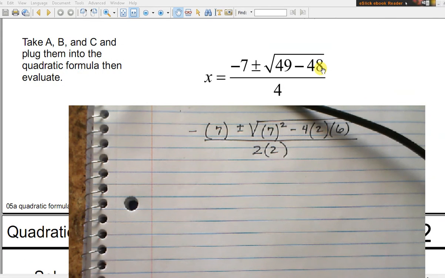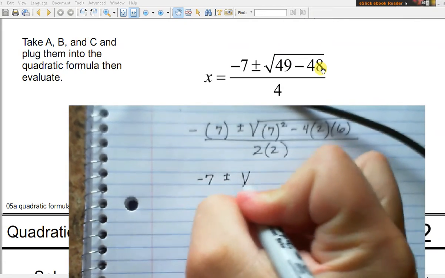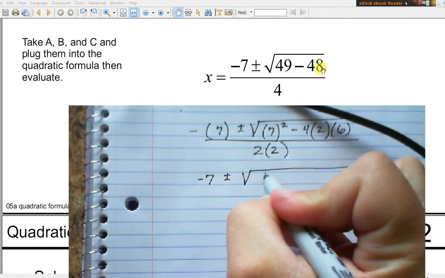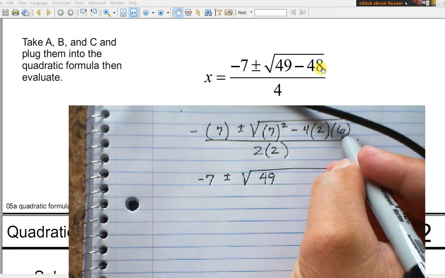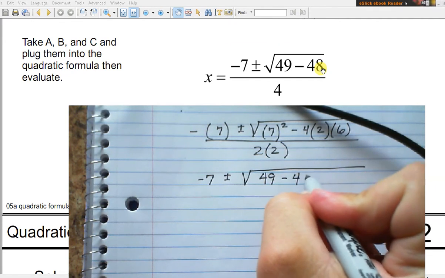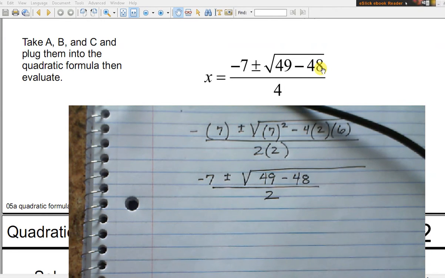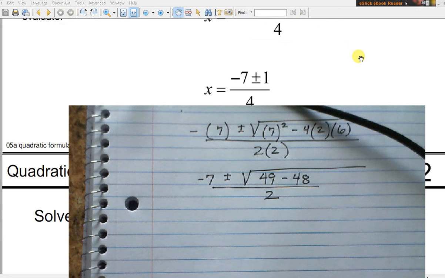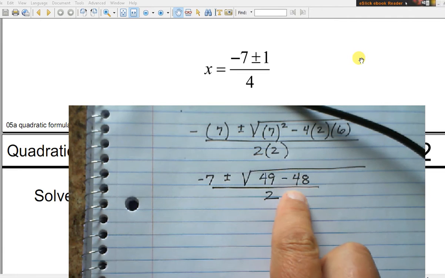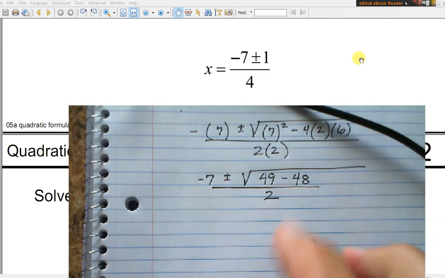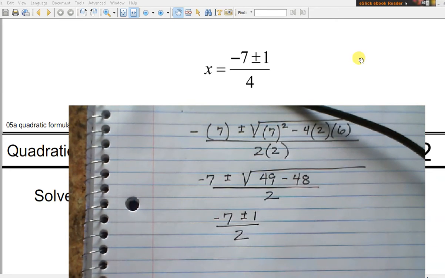So there it is, all plugged in. So it's going to give me negative 7 plus or minus the square root. 7 squared is 49. 4 times 2 is 8, times 6 is 48, so negative 48. Over 2. Let's keep going with the simplification. 49 minus 48 is 1, and the square root of 1 is 1. So I'm at negative 7 plus or minus 1 over 2.